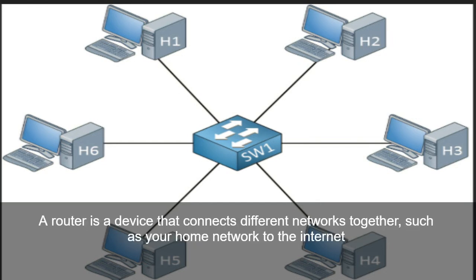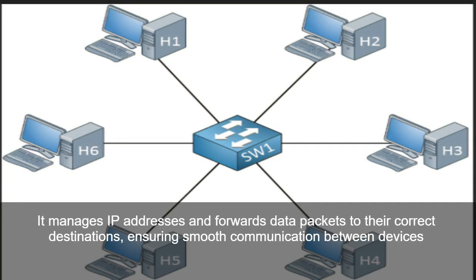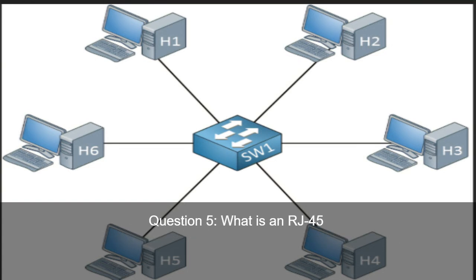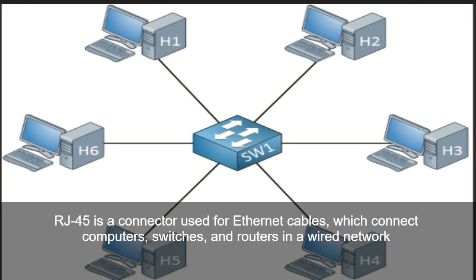A router is a device that connects different networks together, such as your home network to the internet. It manages IP addresses and forwards data packets to their correct destinations, ensuring smooth communication between devices. Question 5, what is an RJ45?